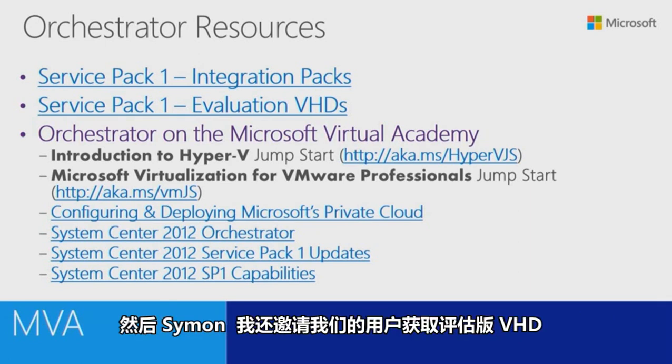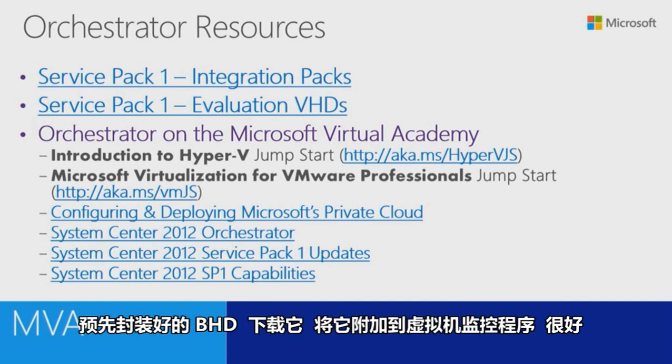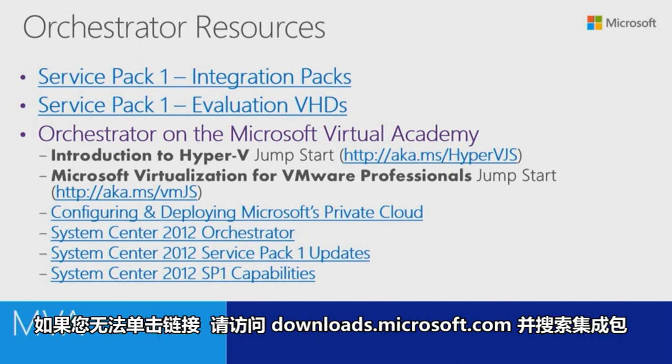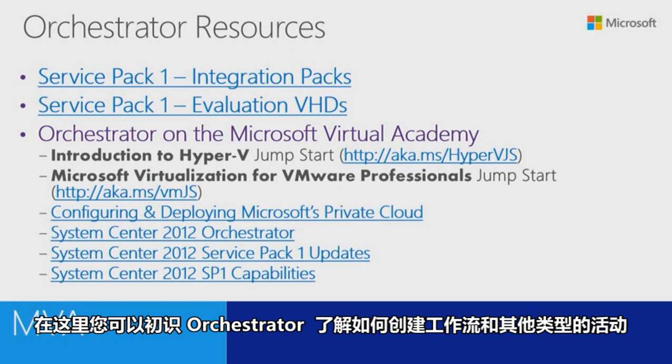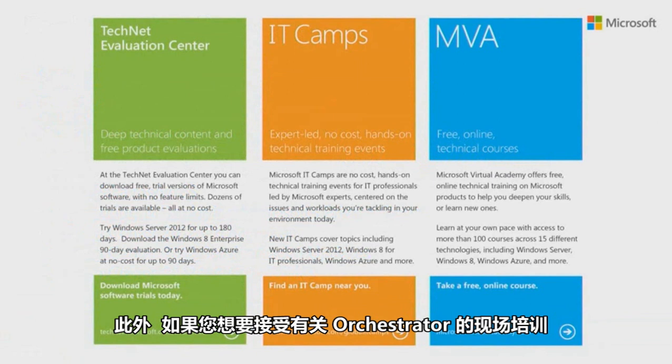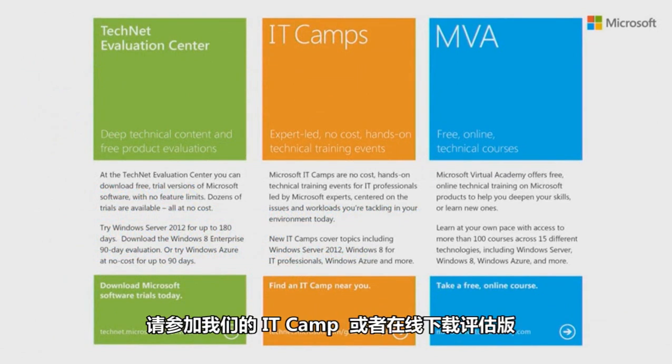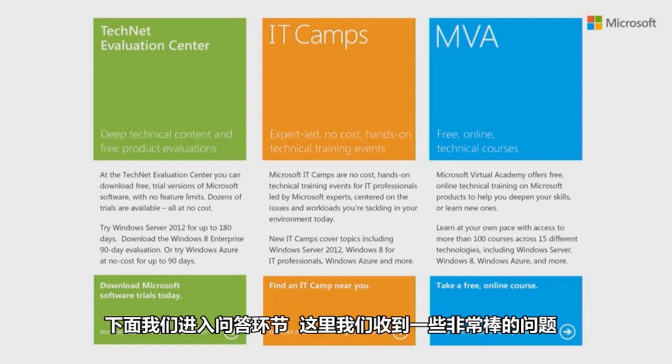And then also, Simon, I invite our users to grab the eval VHDs. Pre-canned VHD, download it, attach it to your hypervisor, and go. Great. And if you can't click on the links, just go to downloads.microsoft.com and search for integration pack, and you'll get a broad list of those. But if you do want additional Orchestrator training, we do have courses available on the Microsoft Virtual Academy where you can actually get started with Orchestrator, learn the basics of how to create workflows and other types of activities. Additionally, if you want in-person training on Orchestrator, come to one of our IT camps or download the eval bits online as well. Now, let's actually go to the Q&A.